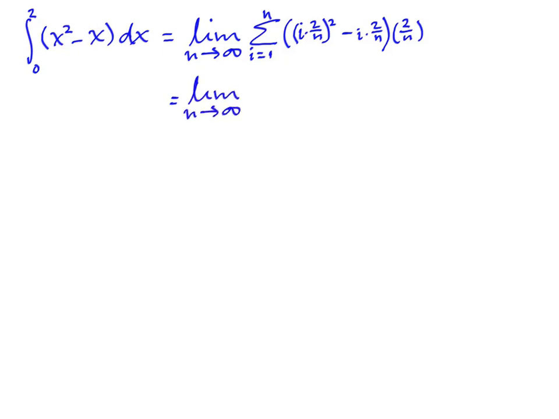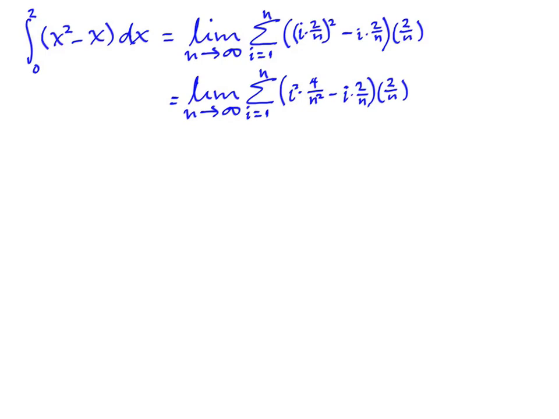So I have to write limit each time. So I'm going to square the i times 2 over n. When I do that, I get i squared times 4 over n squared. And then I still have an i times 2 over n. All of that is still being multiplied by 2 over n.